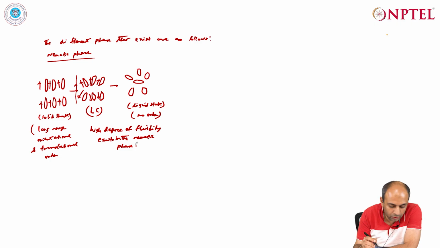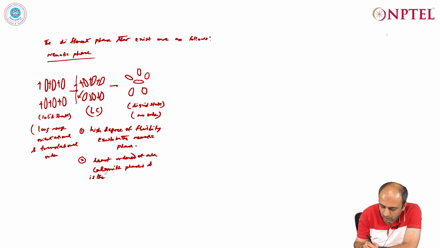And this is also the least ordered of all calamitic phases and is the last to occur before isotropic melting.